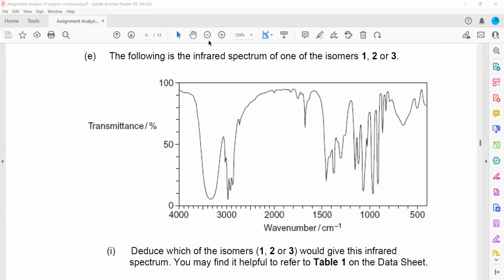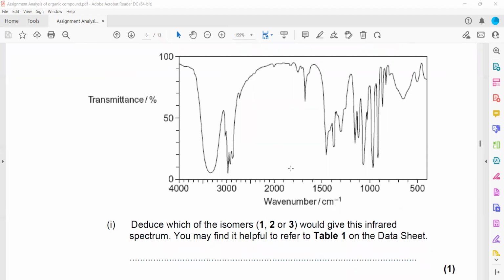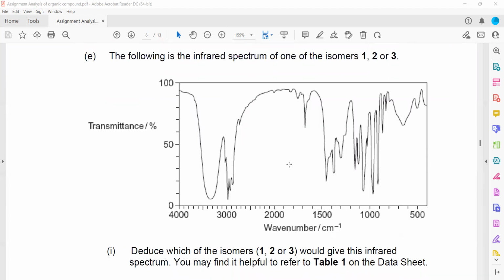The following is the infrared spectrum of one of the isomers 1, 2 or 3. Percentage transmittance is shown. Deduce which isomer, 1, 2 or 3, would give this infrared spectrum. You may refer to the table in the data sheet. What you can do is simply identify from the peaks how many peaks there are and what the absorptions are. This absorption is for the OH group, and 1650 is for the carbon-carbon double bond. So this is due to the carbon-carbon double bond and this is due to OH, when you check the data booklet.